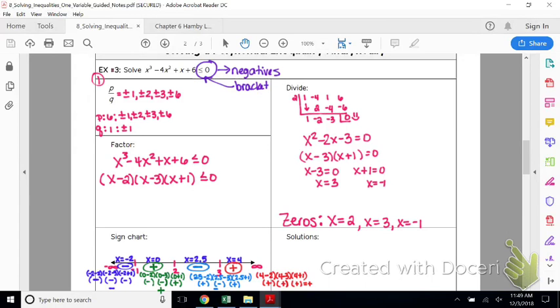Okay? So where did we have negatives? Where is my first one on my number line? Between negative infinity and negative 1, and negative 1 is going to have a bracket. And what about my next one? 2 to 3, and they're both going to get a bracket. And so that is my actual solution to this problem.